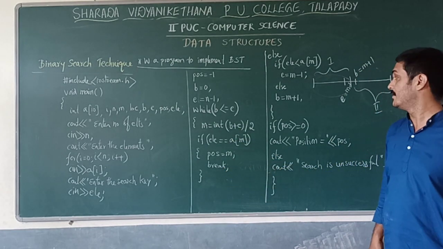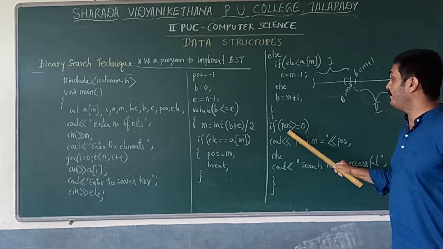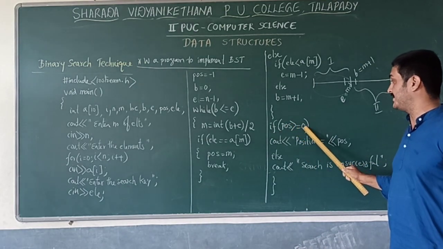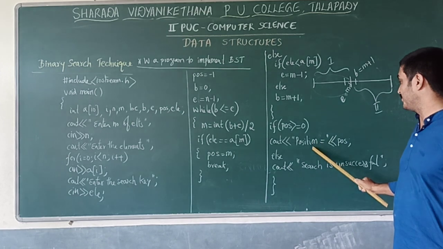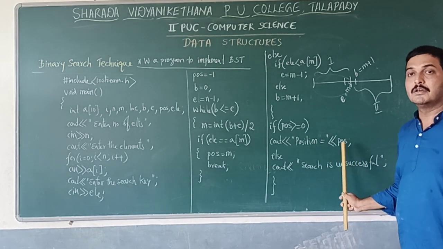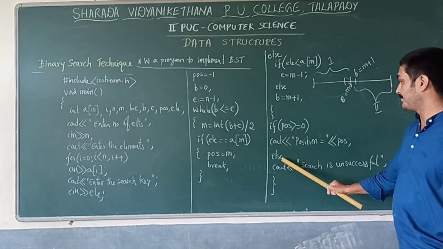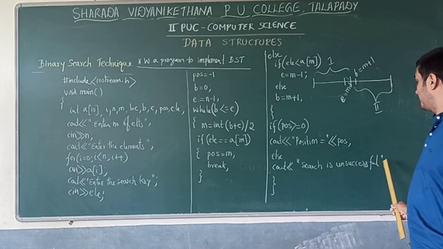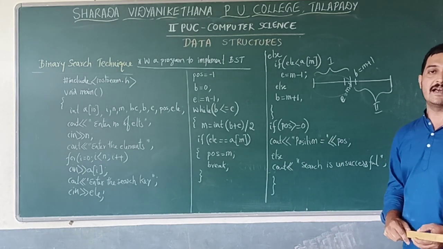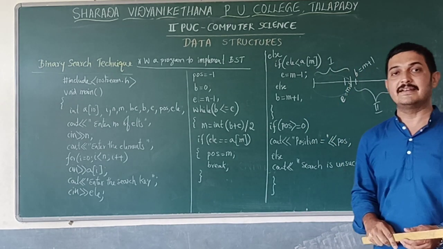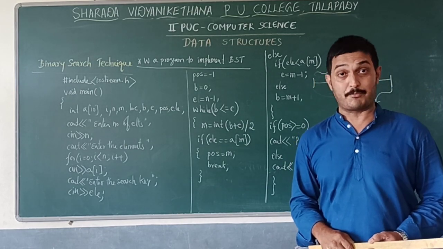particular looping construct. And if POS means position is greater than or equal to 0, cout position, that is to display, and else cout search is unsuccessful. Okay, this is the binary search technique program.